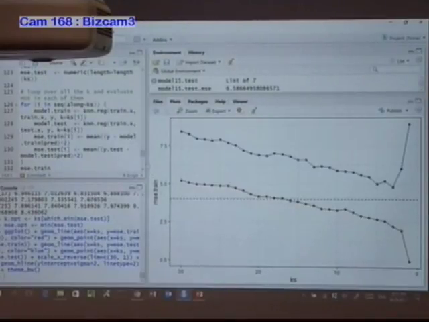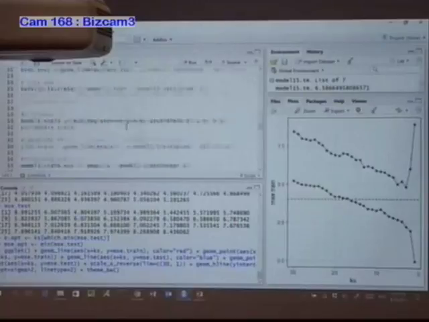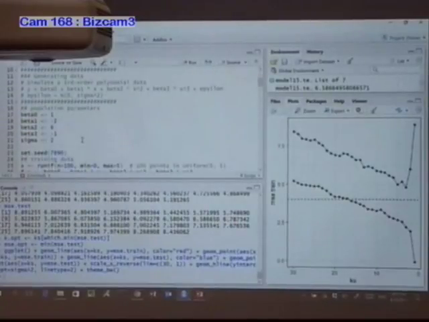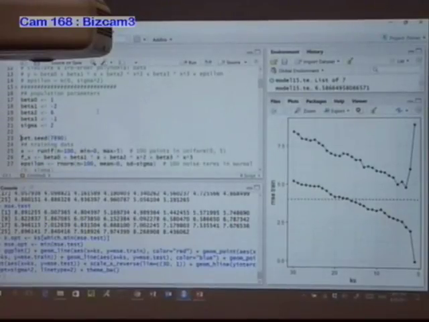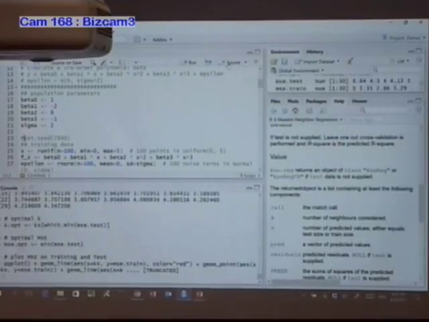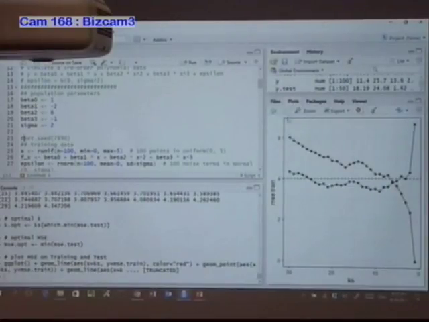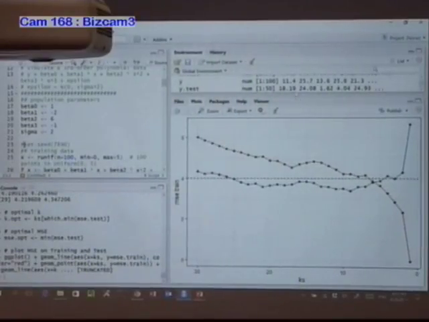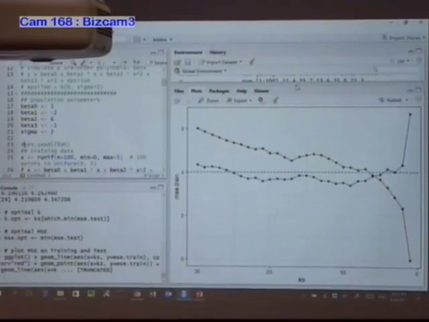Let me just go back. This is quick. I'm just commenting out the seed so that it doesn't take the same thing. Run again. Done. What do we learn? What do we learn here? I didn't change anything, right?